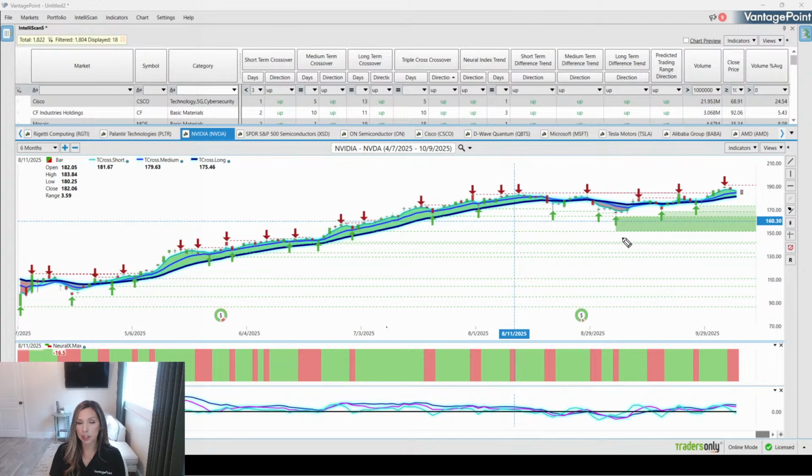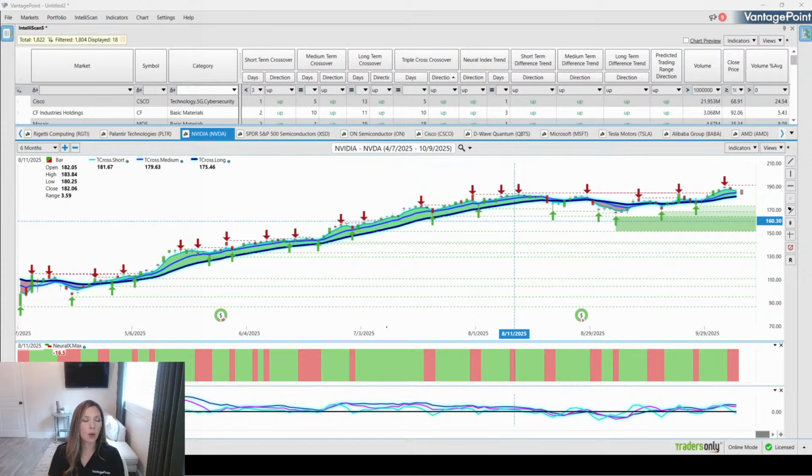So a larger correction happening there, but then again, bouncing back up and just maintaining now with our triple cross being green. Again, you can just look for the colors and keep it very simple. Looking for the colors to remain green and using these potential key levels like your T cross long as points for that reversion and then continuation, just like we were looking at in the scan where our triple cross or our T cross long had remained up, but our short-term crossover had just renewed its strength.